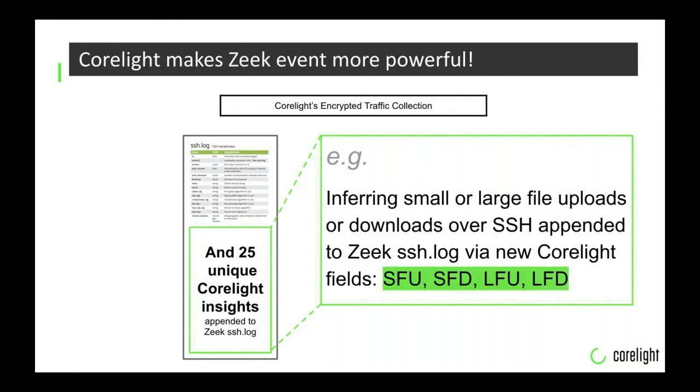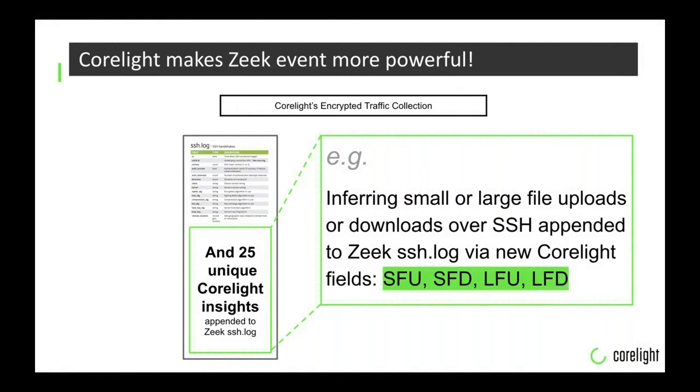Zeek's SSH log is excellent. It contains a bunch of great details describing those connections that you can use. There's actually an open source package out there that does the same thing that the SSL fingerprint does. It fingerprints SSH connections. You can start blacklisting and whitelisting as an example. But at Corelight, we've gone above and beyond all of that, and we have spent money and significant engineering resources in-house to develop Corelight proprietary insights that further enrich this capability set.